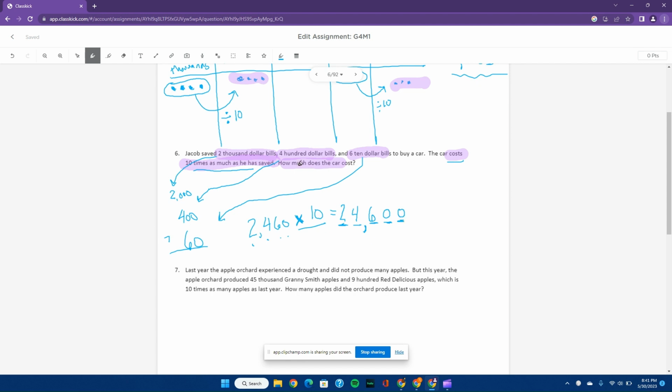So how much does the car cost? Well, this number right here, the car costs, we would read this number as 24,600, and we'll put that dollar sign there to show dollars.